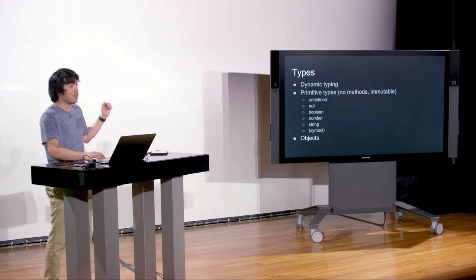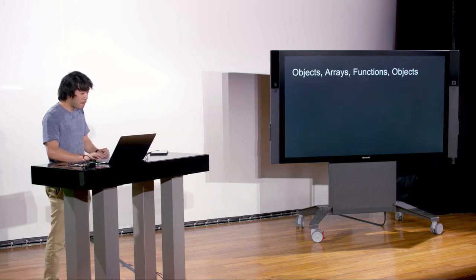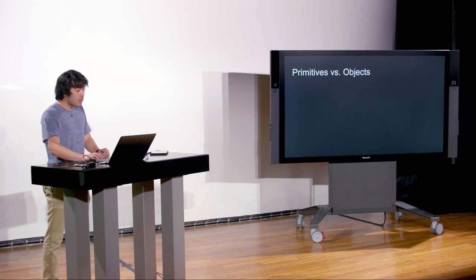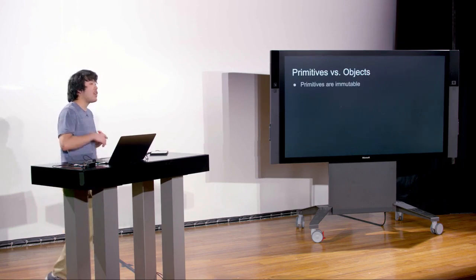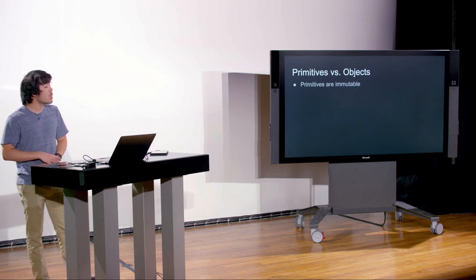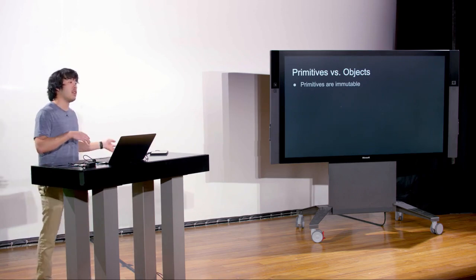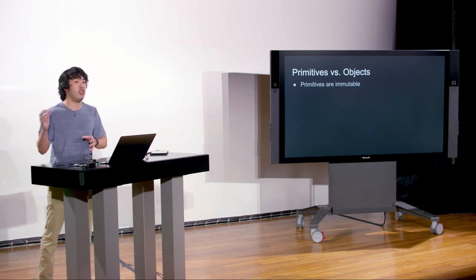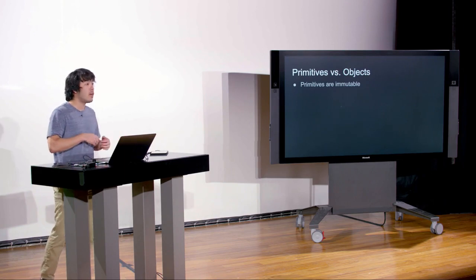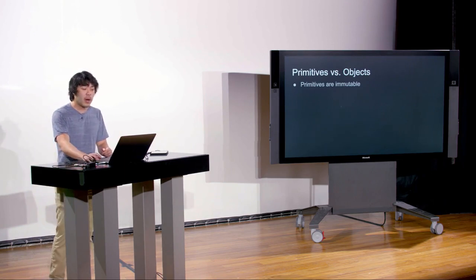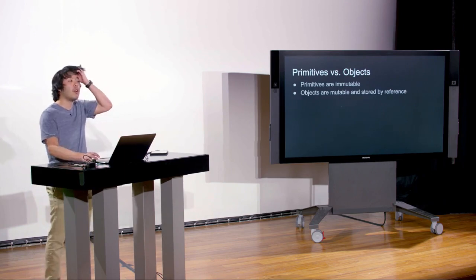And symbol. So good, you got them all, nice. So everything other than those primitive types are actually objects. Primitives are immutable, which means if you want to change them, you're actually replacing them with a new value rather than actually changing them themselves. Whereas objects are not; they're actually mutable.